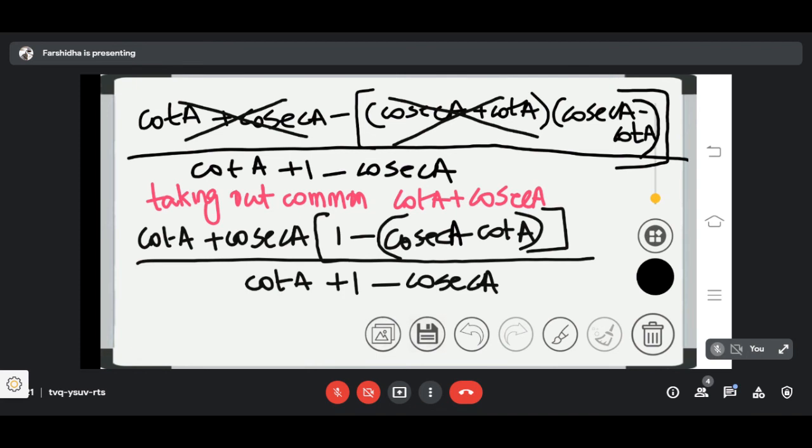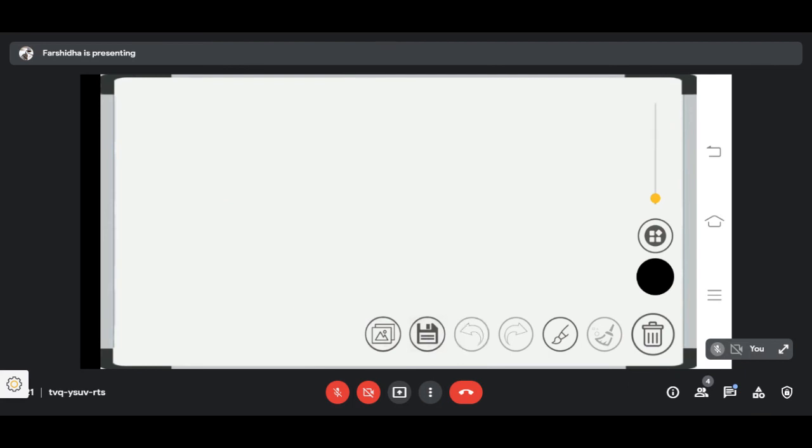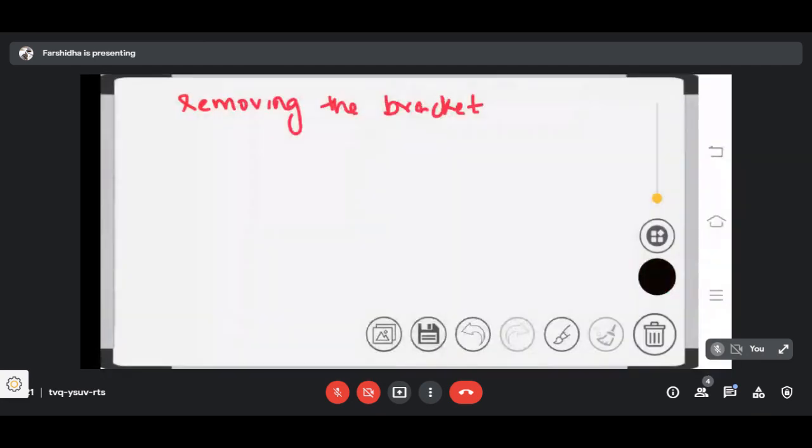Okay, now write the next step. Equal to cot A plus, okay, before that write removing the bracket. This is for you to understand. By removing the bracket, you'll be getting cot A plus cosec A.